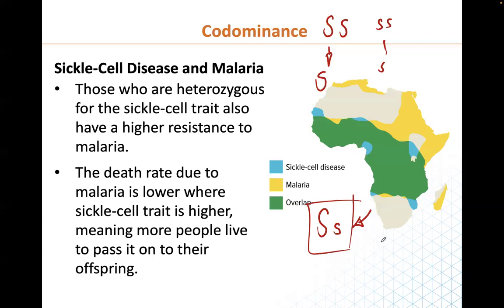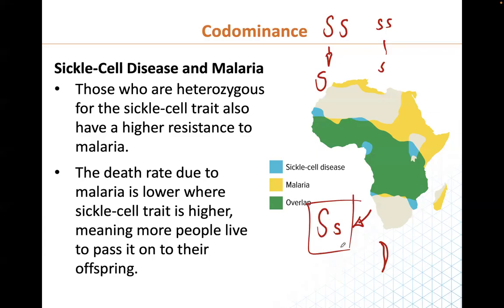Why? Because the sickle cell doesn't allow the malaria parasite to grow properly, so it would not be able to survive in this person. So the people who are heterozygous for sickle cell don't usually have malaria. The death rate due to malaria is lower because the sickle trait is higher. So they don't usually die from malaria because they have the sickle cell trait.